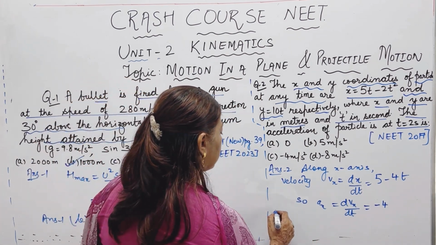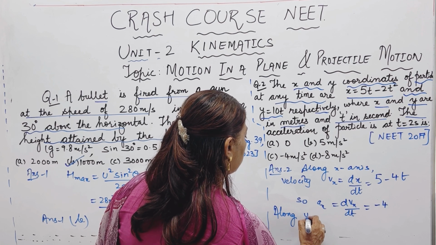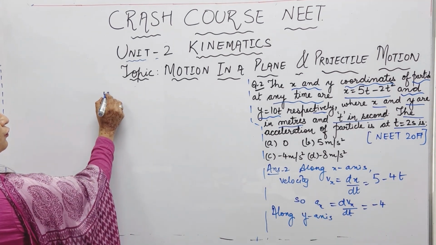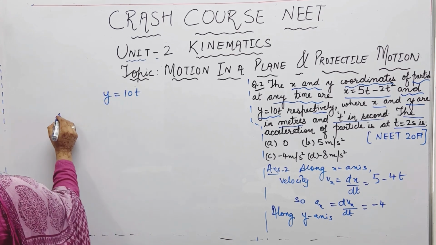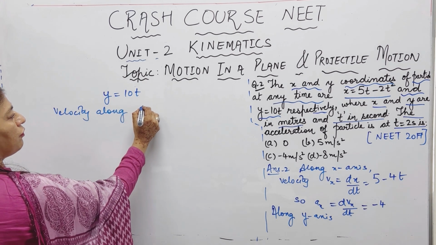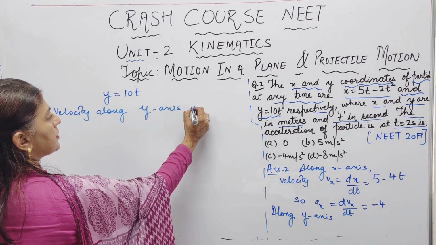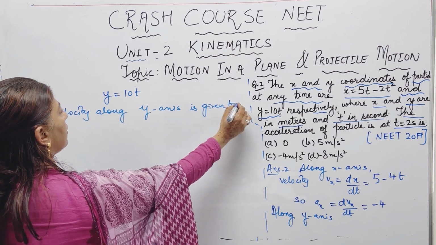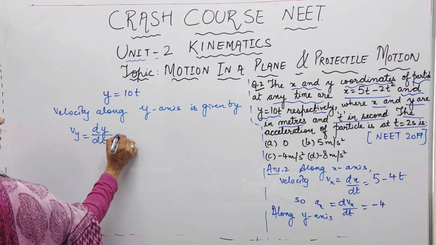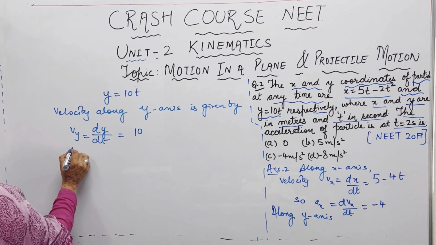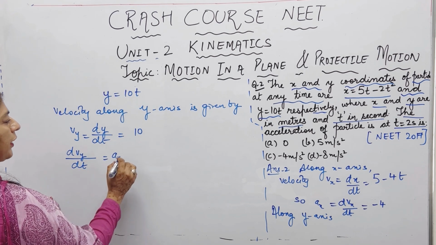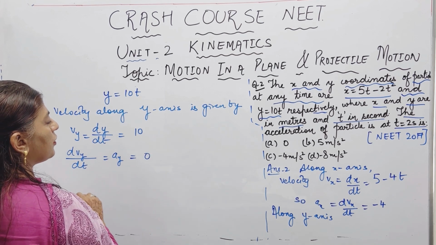Now consider the y-axis. Along y-axis, we have got y is equal to 10t. Velocity along y-axis is given by differentiation of y with respect to t, let it be vy. So this is equal to 10. Again, when we differentiate the velocity, we will get the acceleration along the y-axis, and that comes out to be 0.